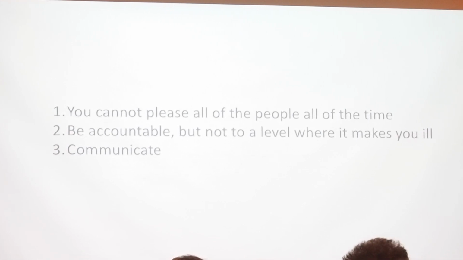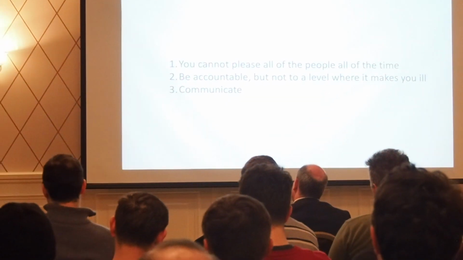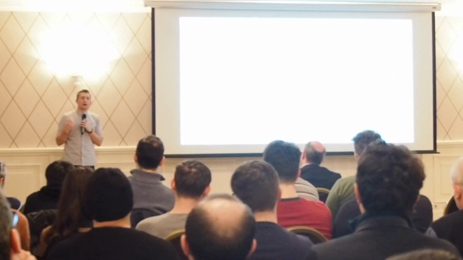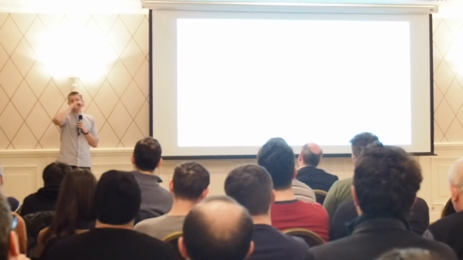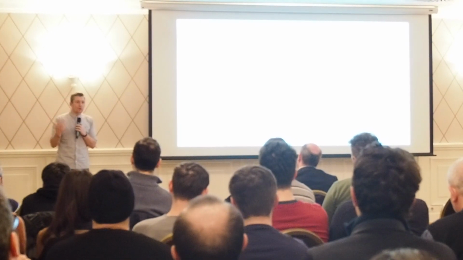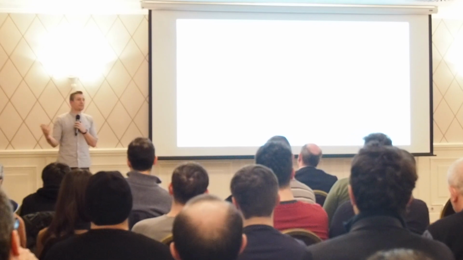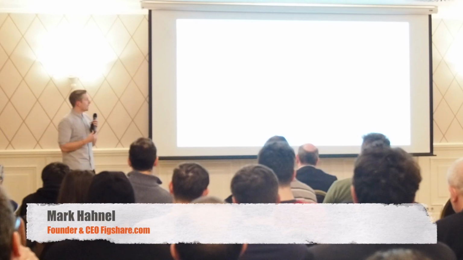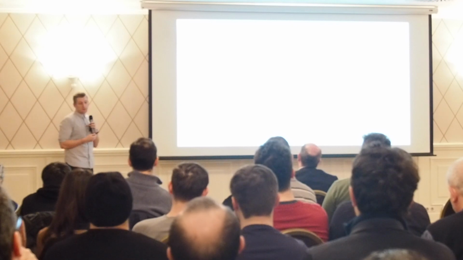And the 3 things that I'd say are constant kind of human battles is you can't please all of the people all the time. You think you're going to build the happiest place to work because you have that opportunity, and I think you should always be aiming for that. But different people have different agendas, and they'll clash. You can't do that. You can try. Be accountable, but not to the level where it makes you ill.